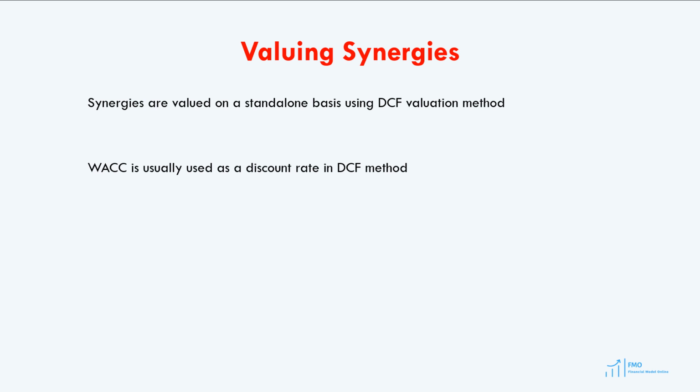We have reviewed the operating and non-operating synergies, and next, we will review the valuation of those synergies. The synergies are valued on a standalone basis using the discounted cash flow valuation method. The cash flows coming from the synergies are discounted by the weighted average cost of capital of the acquirer. Some market professionals adjust the weighted average cost of capital upwards to account for the increased uncertainty of synergies in M&A transactions.